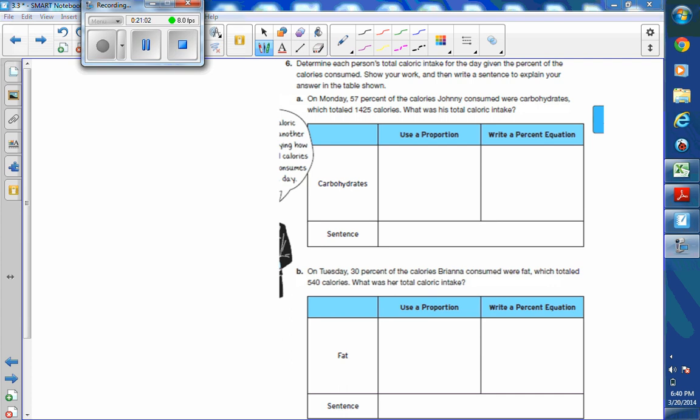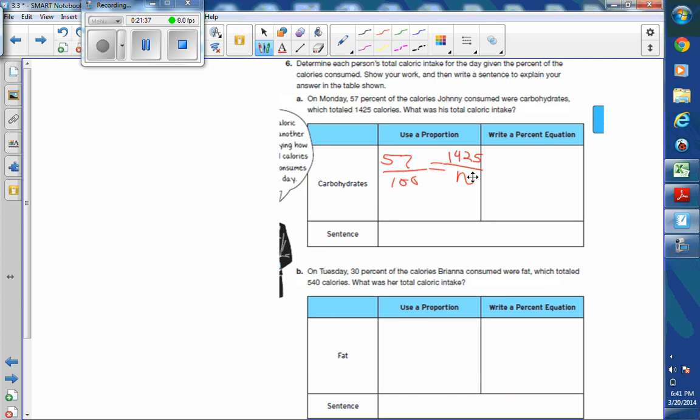Okay? So we can call that whatever we want. Maybe you use, let's not use C since we use carbohydrates. We'll just use N. It doesn't really matter what you use. And see if you can come up with the proportion first. But we know that it's 57 over 100 because it's 57% carbohydrates. And we know that that is 1,425. And so we're looking for this total calories here.